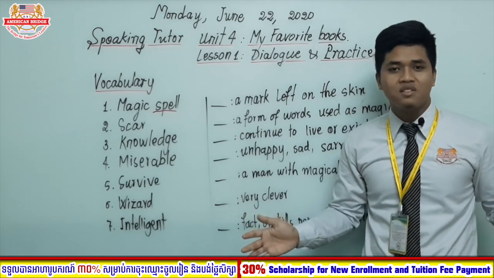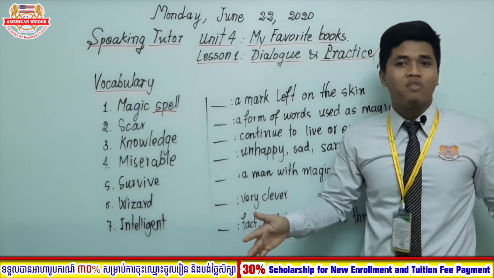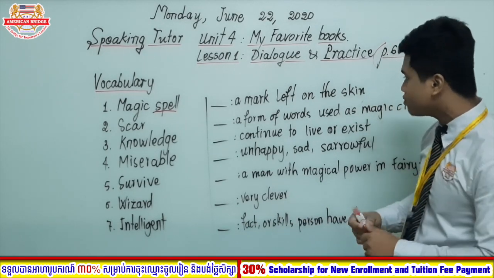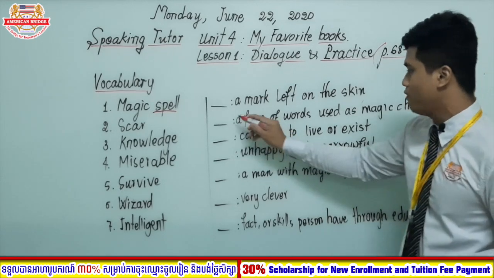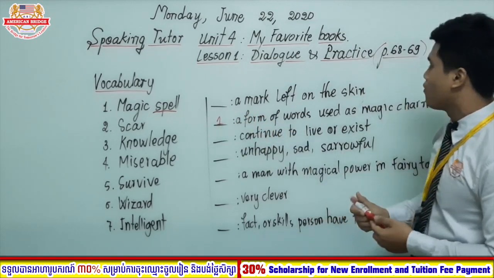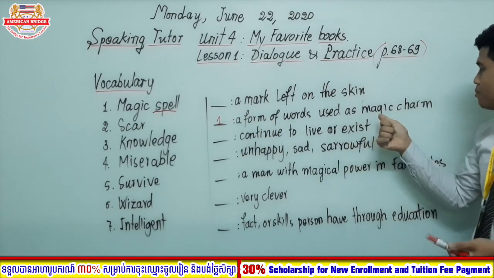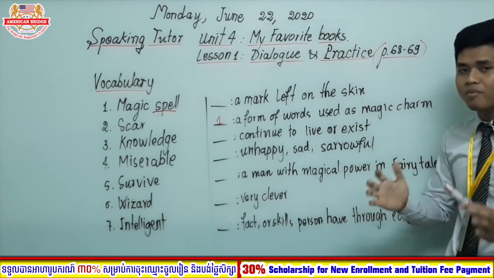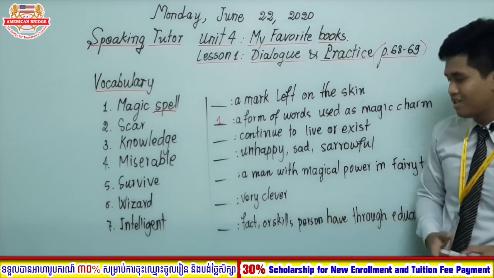Or when you say this phrase, you will be able to fly. So all these are magic spells. So magic spell is a form of words used as a magic charm. Say it and something special, magical happens.